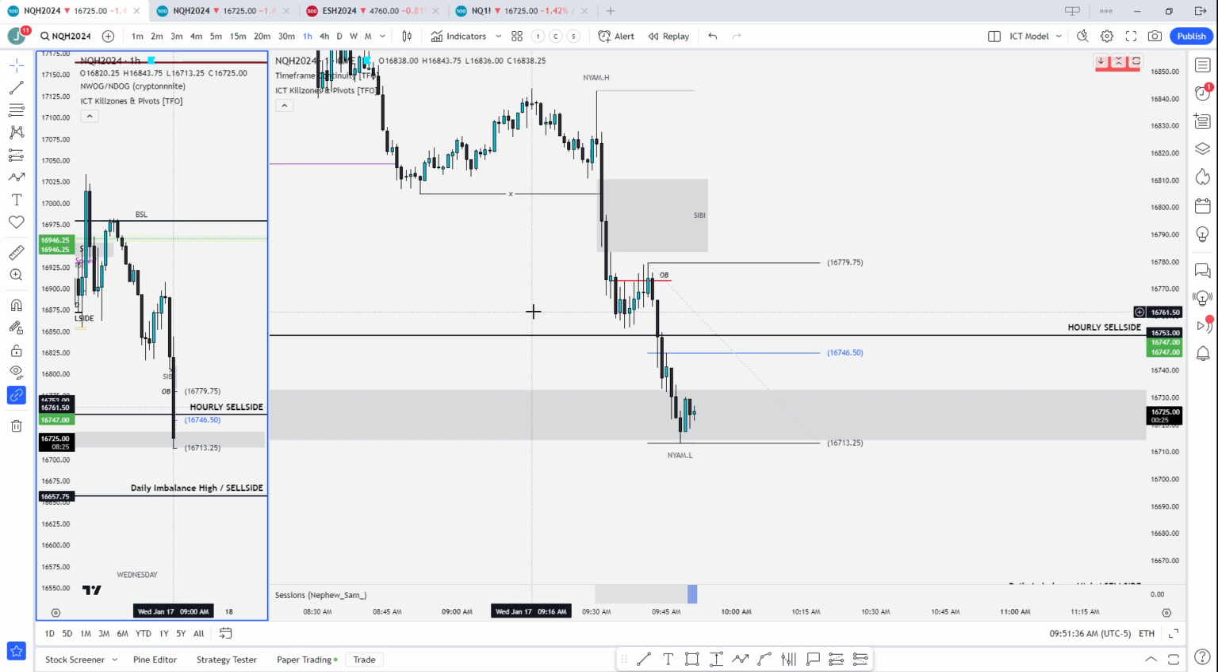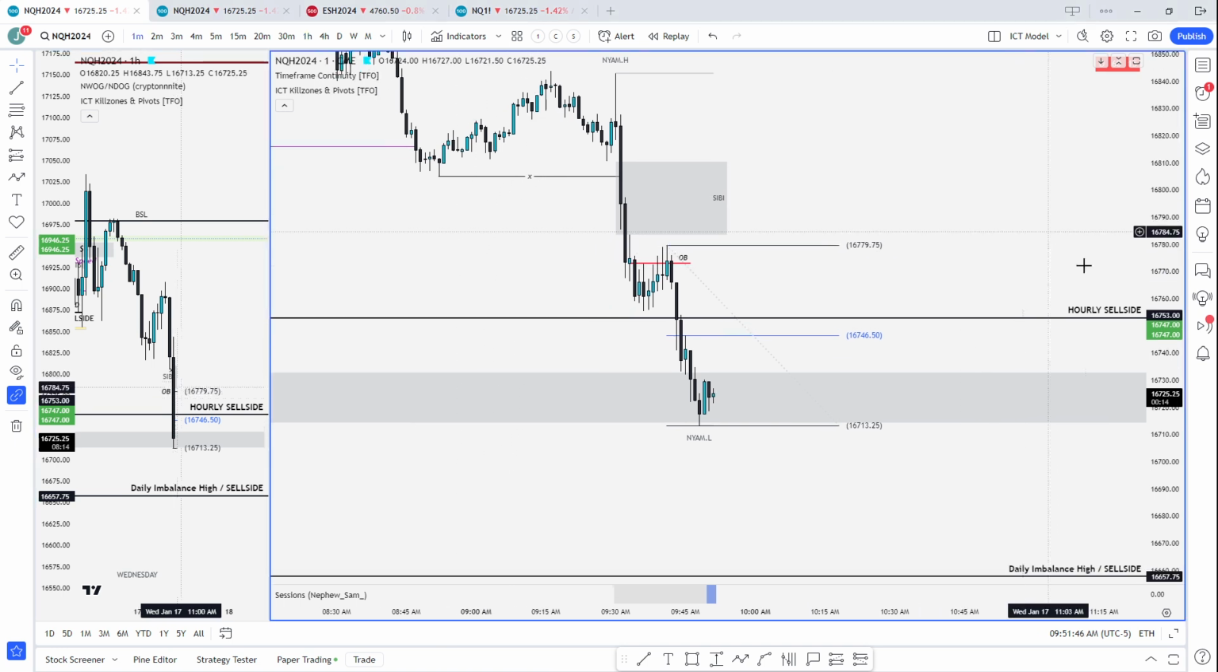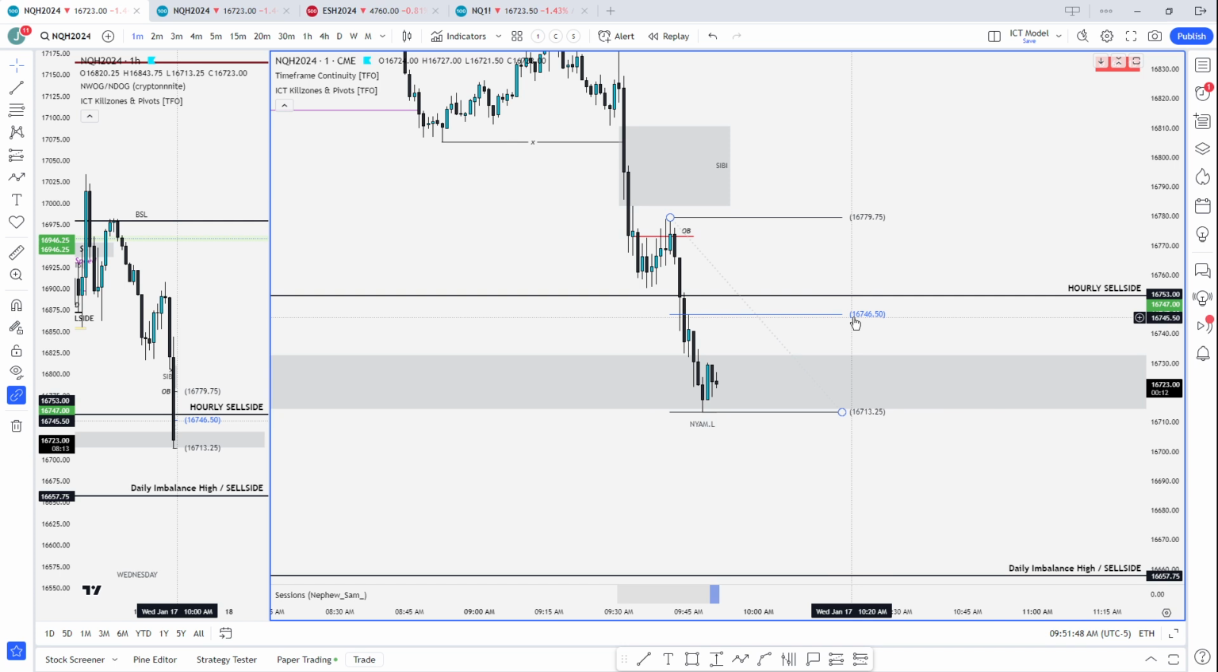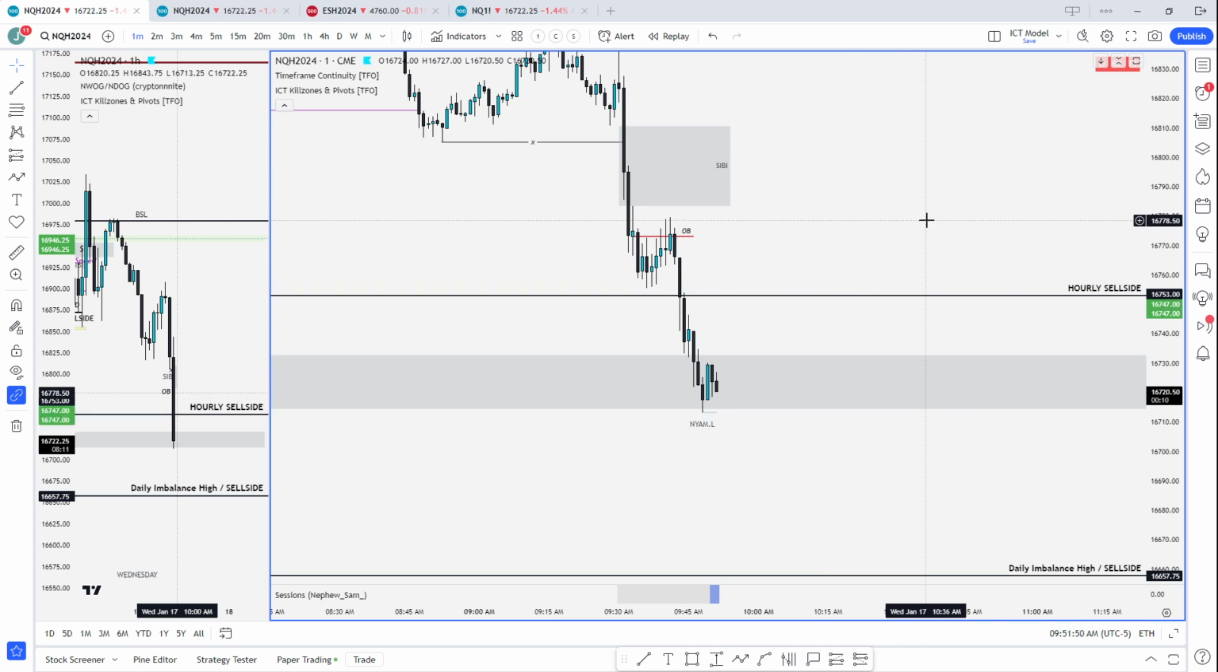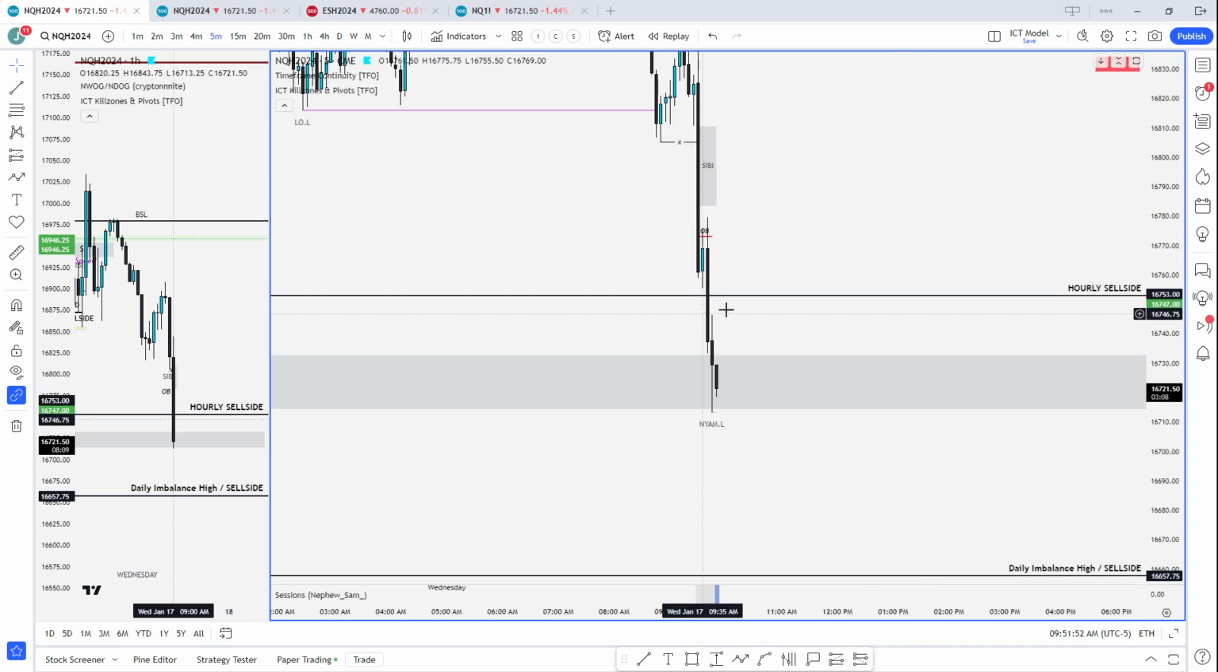Exactly what I do. MTF FVG indicator by... I don't think I've seen that one. Five-minute gap up there.